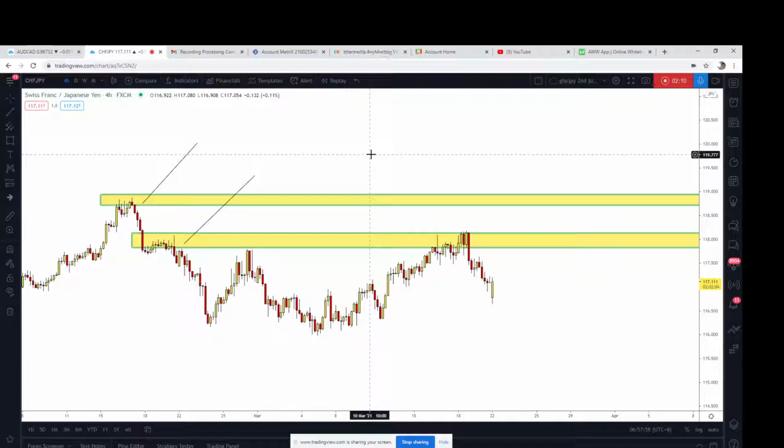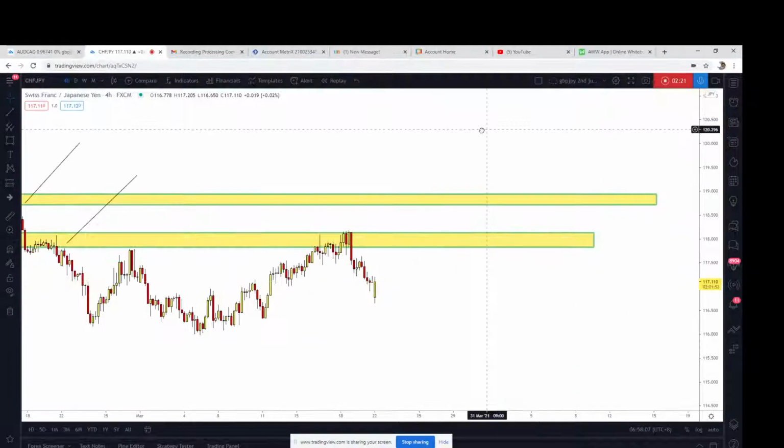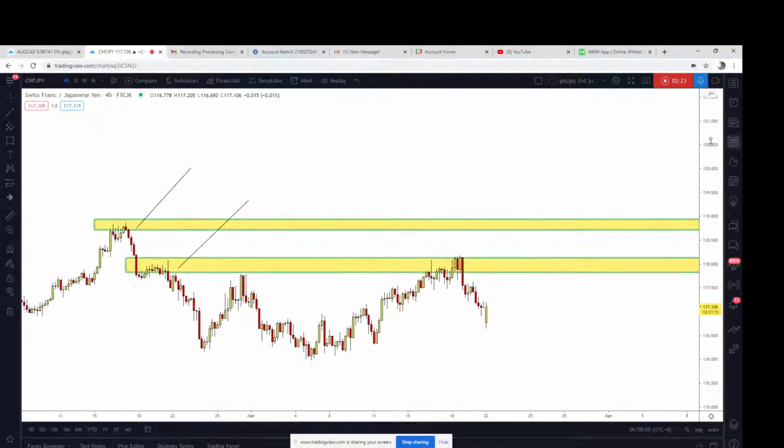Okay, so CHFJPY, I'm still looking for a short. So CHFJPY short still, and that's it. Just waiting for price to come back to the zone, and then I will update again as we go along.